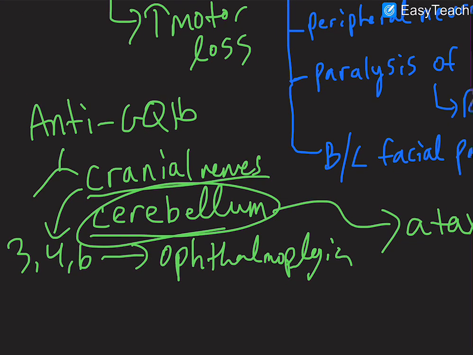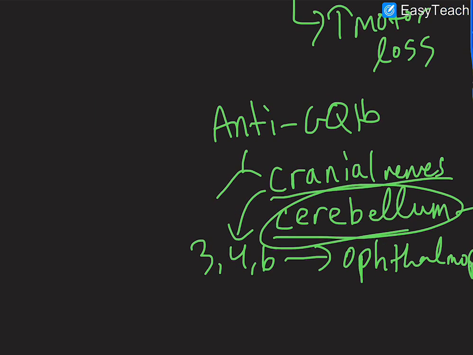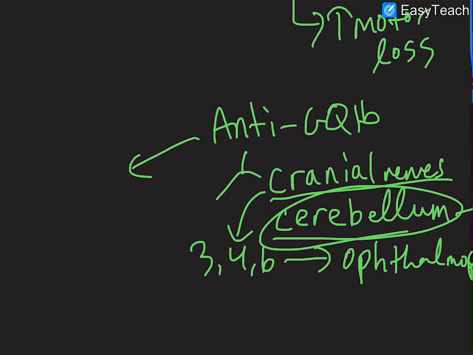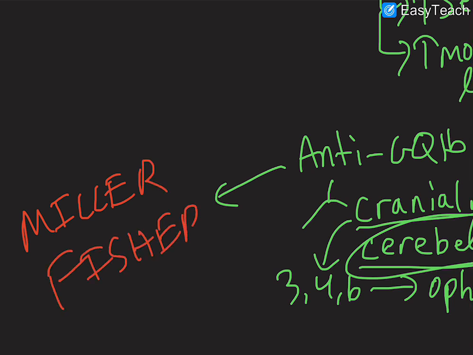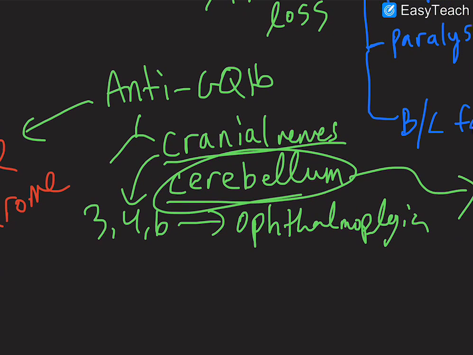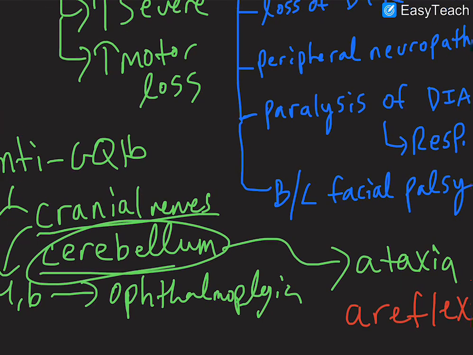So what's the variant called where you have anti-GQ1B antibodies that target your cranial nerves and your cerebellum? This is called Miller-Fisher syndrome. Okay, so that's important to keep in mind also. This is called Miller-Fisher syndrome, where you can get ophthalmoplegia, you can get ataxia, and even issues with your reflexes. So you can also get areflexia too. All right, so that's that.